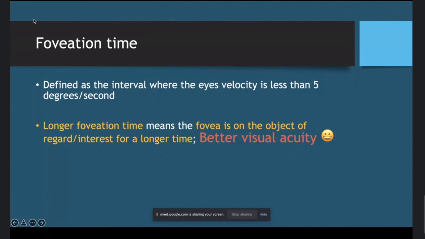So foveation time basically means that the fovea is on the object of regard for a long time. Long foveation time means the fovea is on the object for a long time, so better visual acuity. All your nystagmus treatments, drops and surgery and everything, are geared towards increasing the foveation time. So remember this important term called foveation.